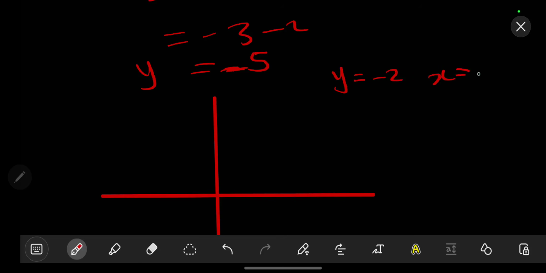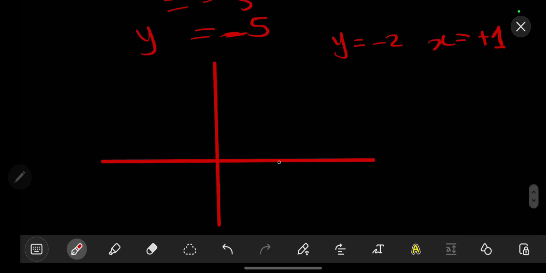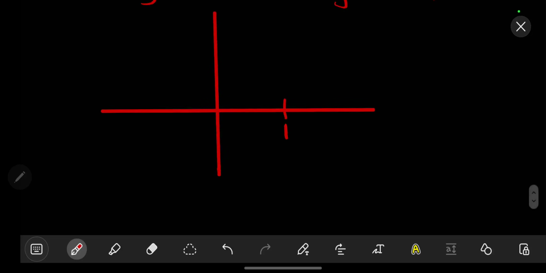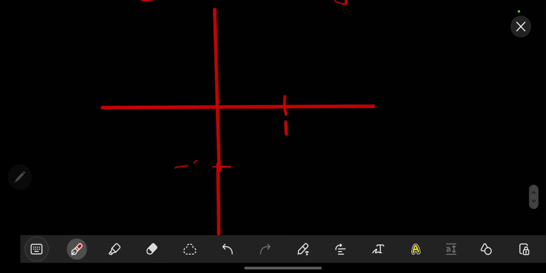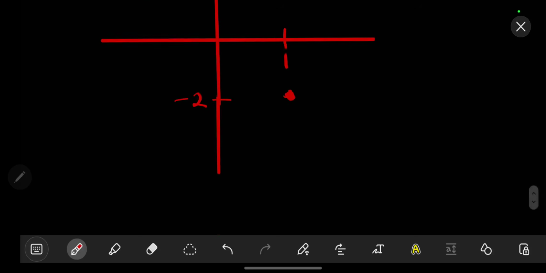So x is equal to a positive 1 like that. So we are going to go at 1 like that. Then 1 is corresponding with a negative 2 like that. So we are going to have a point like that. Then we have a negative 5 like that. So this is where the graph is crossing.